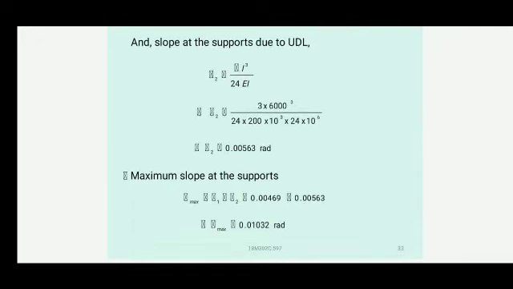And the slope at the supports due to UDL is small w L cube by 24 EI. So theta 2 is equal to 3 into 6000 cube by 24 into 200 into 10 cube into 24 into 10 to the power of 6, that is equal to 0.00563 radians. The total slope, the maximum slope at the supports, is equal to 0.00469 plus 0.00563, that is equal to 0.01032 radians.